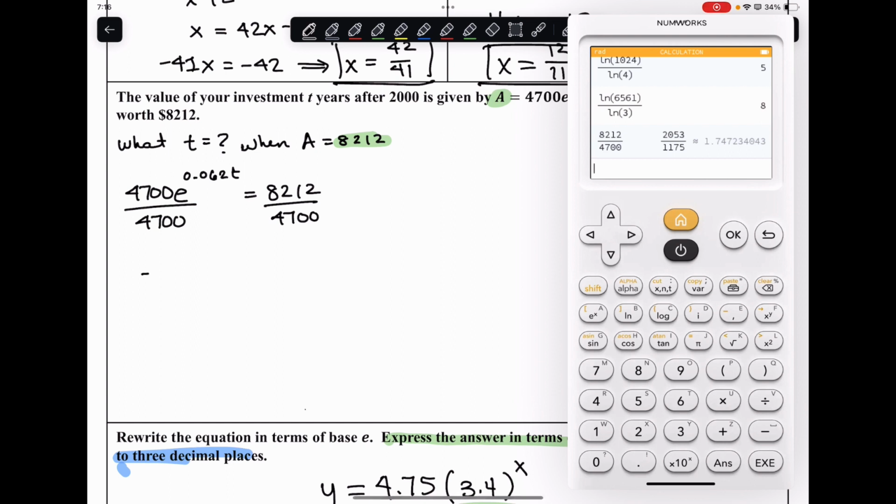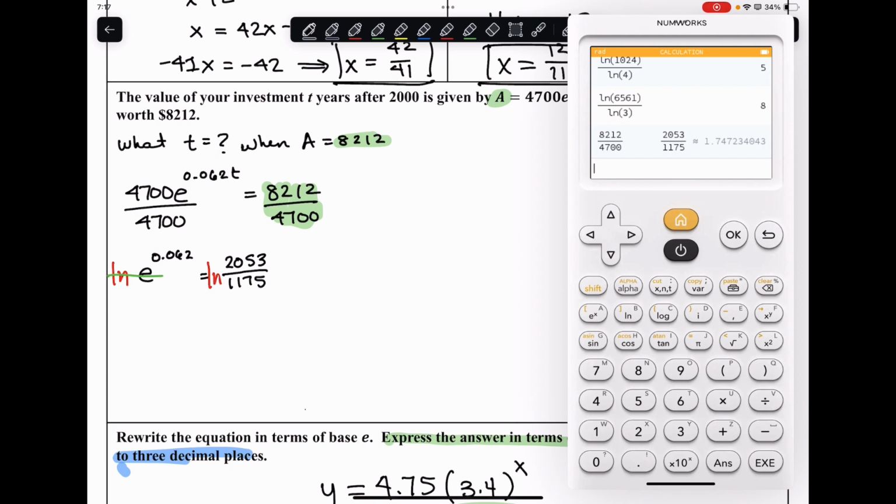So we have now that e to the 0.062t is equal to 2053 over 1175. If you don't want to reduce this fraction and continue using the original number, you can, okay? But I'm going to reduce it and use that value there. We now take the natural log of both sides, which in turn, for lack of a better word, cancels out the natural log and the e.